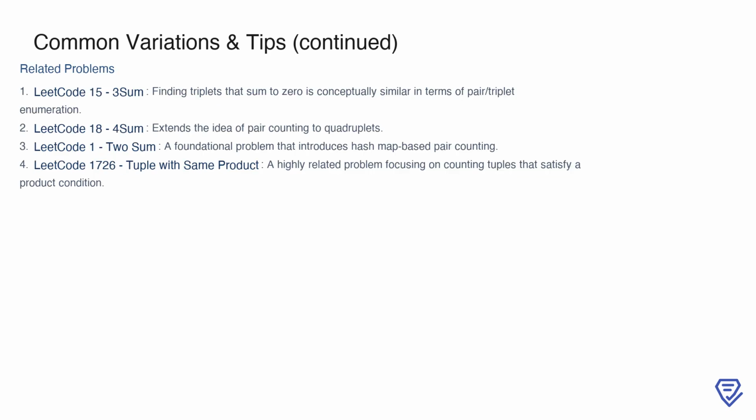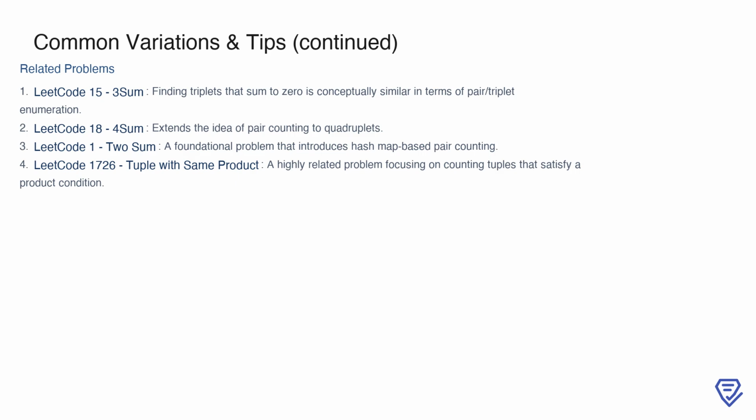This problem is conceptually related to several other problems on LeetCode, which are worth exploring to deepen your understanding. For example, LeetCode 15, known as 3-sum, also involves finding triplets but focuses on finding combinations that sum to 0. Similarly, LeetCode 18, or 4-sum, extends the concept to quadruplets, where you search for sets of 4 numbers that satisfy a sum condition. A foundational problem to revisit is LeetCode 1, 2-sum, which introduces the hash map-based pair counting technique that is key to optimizing solutions for problems like this one.